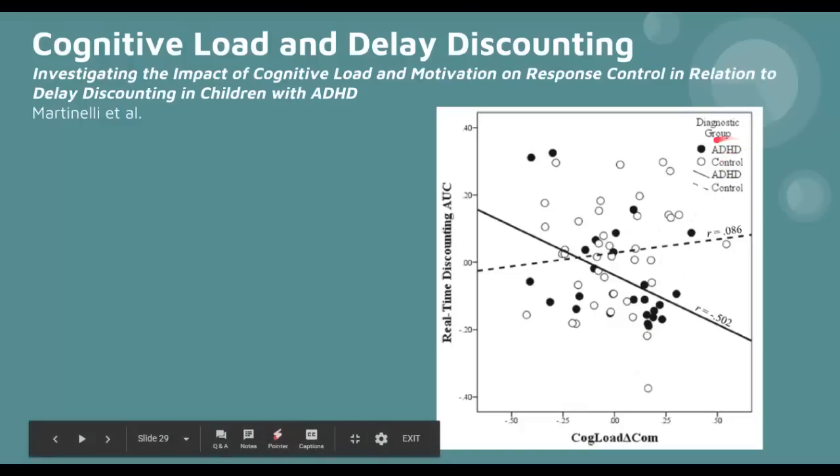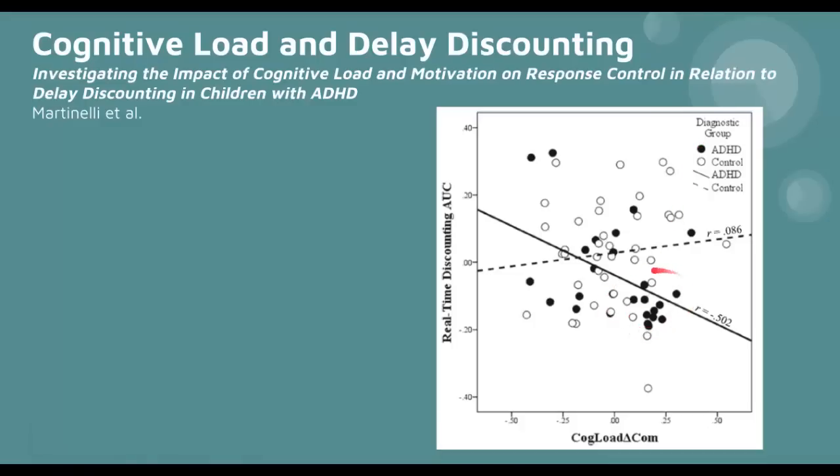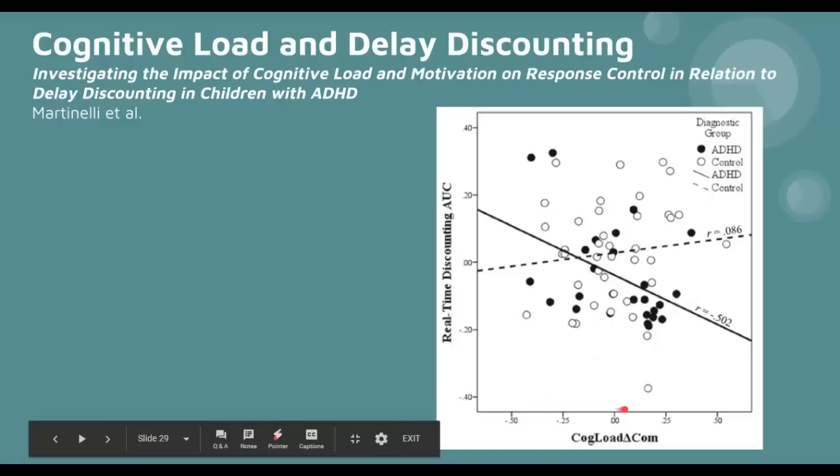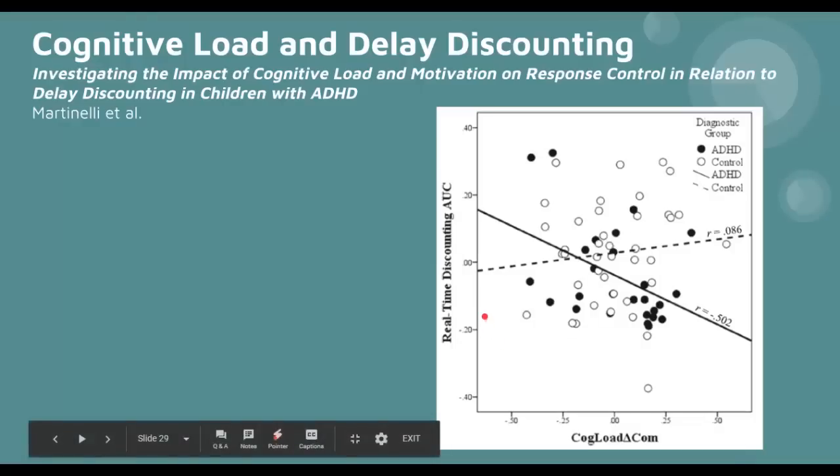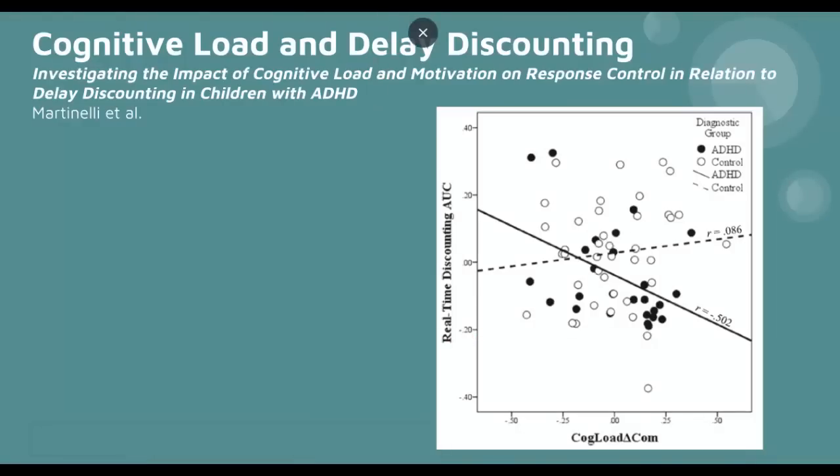However, for the ADHD individuals, which are measured in black, you can see there's a really strong clump down here that draws the linear regression line down towards it a little bit. So we see a pretty strong correlation coefficient of negative 0.5, telling us that as cognitive load increases, the impulsivity decreases, or we see more self-control. And this was only true for the real-time discounting task. This wasn't true for the classic delayed discounting task.